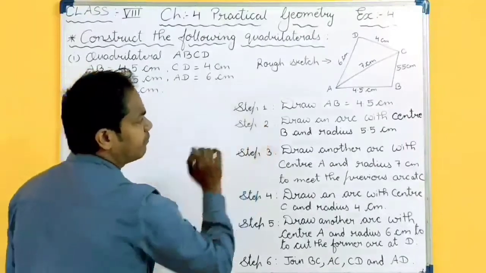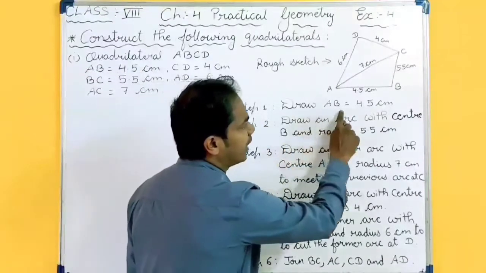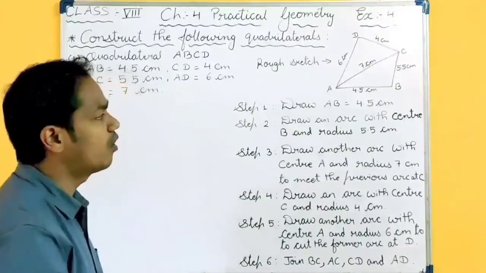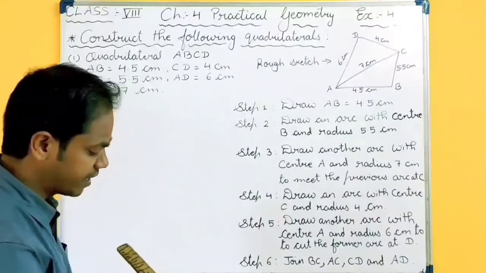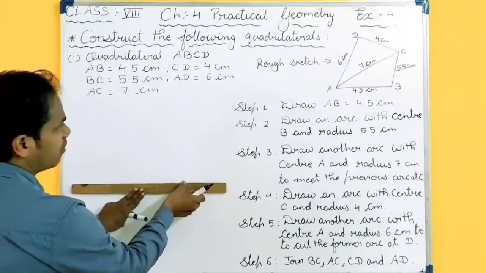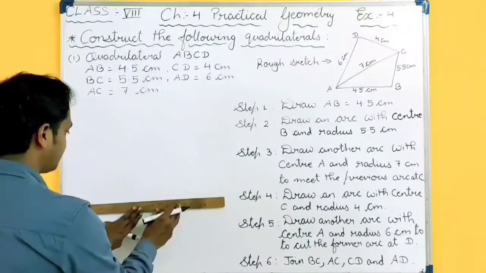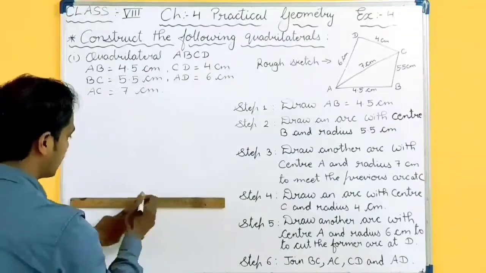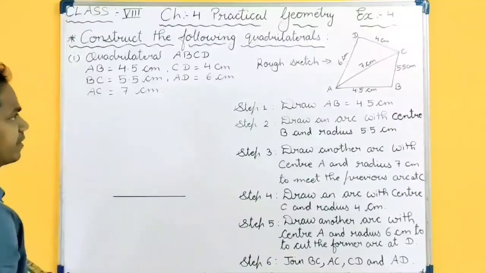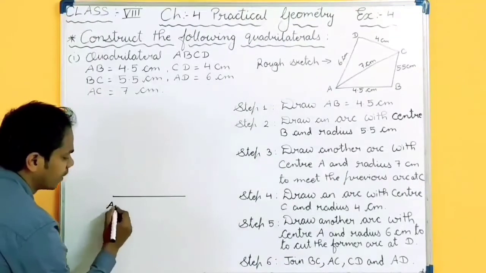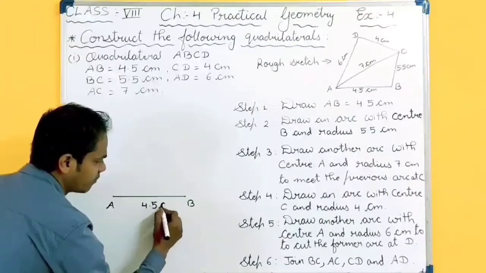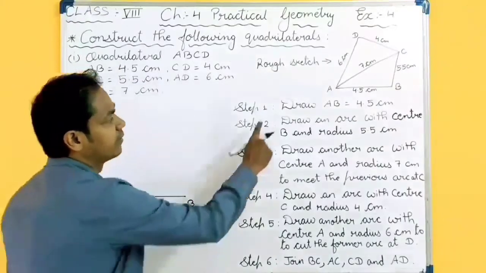Okay, so your step first you have to draw AB 4.5 centimeter. So with the help of ruler you will draw AB 4.5 centimeter. Okay, so with the help of ruler measure your 4.5 centimeter and draw one straight line of 4.5 centimeter. Suppose this is my 4.5 centimeter. This is my line AB of 4.5 centimeter. Okay, first step.